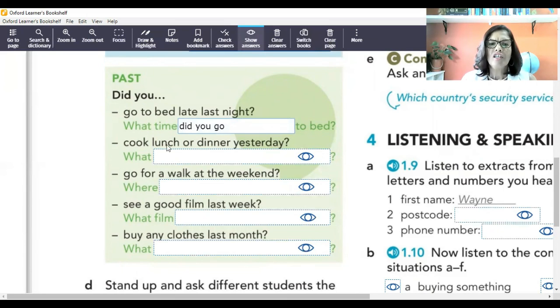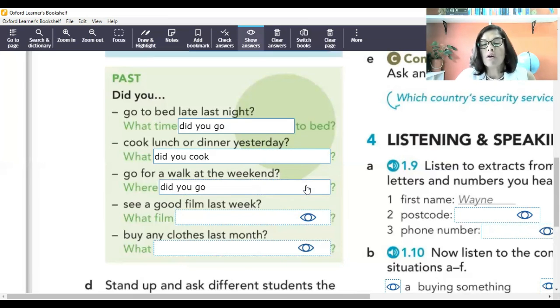Next, did you cook lunch or dinner yesterday? What? Simple past. Okay? What did you cook? Okay? Next question. Did you go for a walk at the weekend? Where? Simple past. Always with the auxiliary of simple past. Where did you go for a walk? Okay.